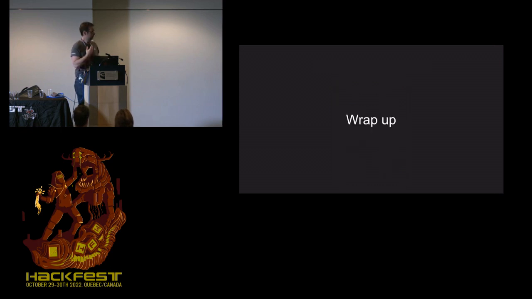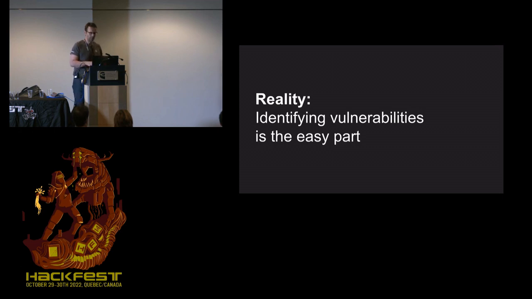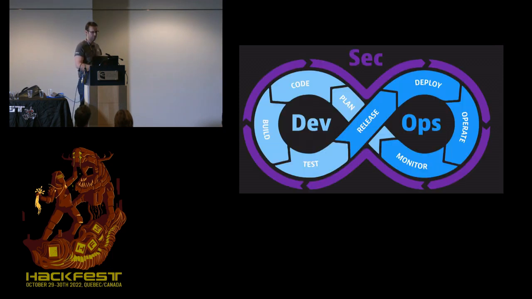So, just a quick wrap up of what we saw during today's presentation. We saw that identifying vulnerabilities is the easy part in your shift-left journey. There are many challenges that we face in enabling shift left in AppSec. And you can train developers, you can deploy a security champion, you can deploy security stories. Those are all good things to do, but there's much more you can do.